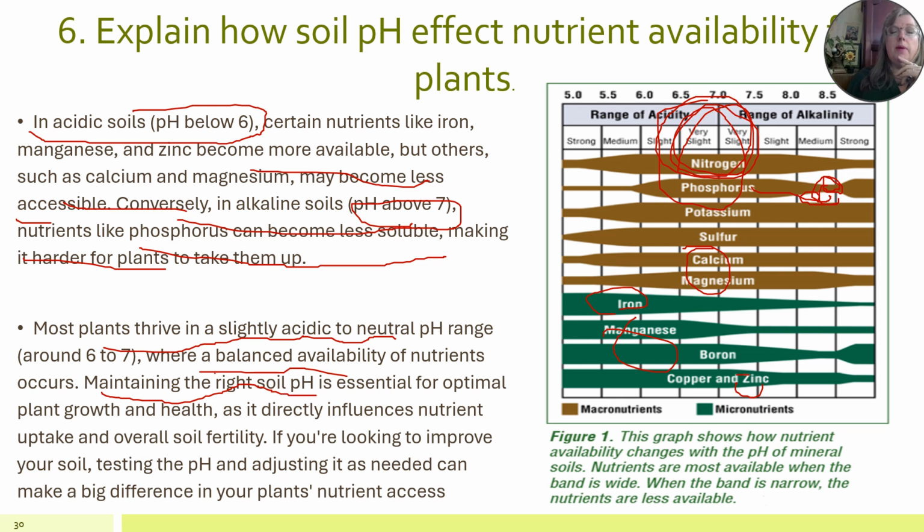Maintaining the right soil pH is essential for optimum plant growth and health, as it directly influences nutrient uptake and overall soil fertility, meaning the plants aren't going to work right if you can't keep their pH balanced. If you're looking to improve your soil, testing the pH and adjusting it as needed can make a big difference in the plant's nutrient access. It's real easy to test the pH, and once you can test it, you can fix it.